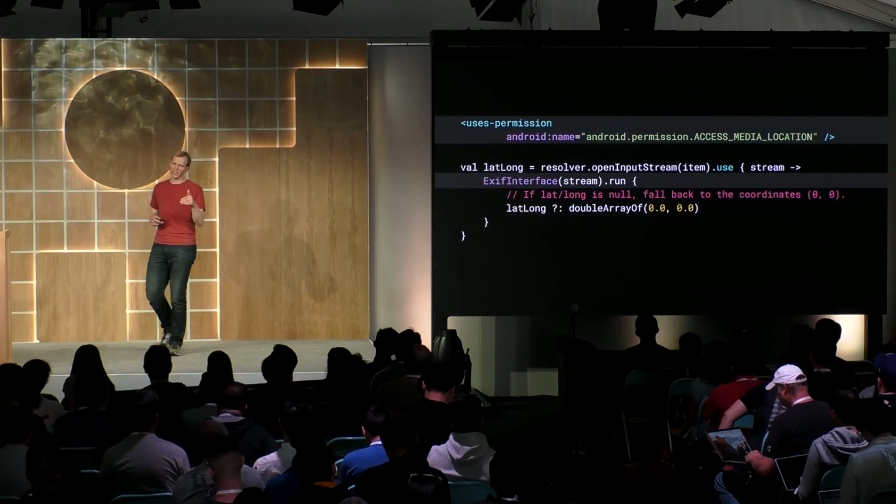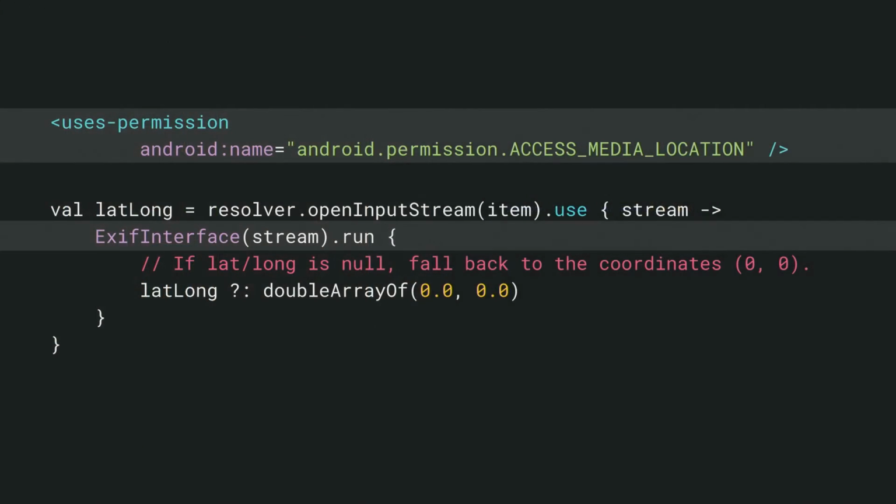Let's take a look at this in action. So in this case, if your app actually needs access to that location information, if the user expects it, you would just add a uses-permission tag to your manifest. Note that this is not a runtime permission. It's purely a signal to us on the OS that you're interested in this information. Simply by adding it, it will grant you that access.